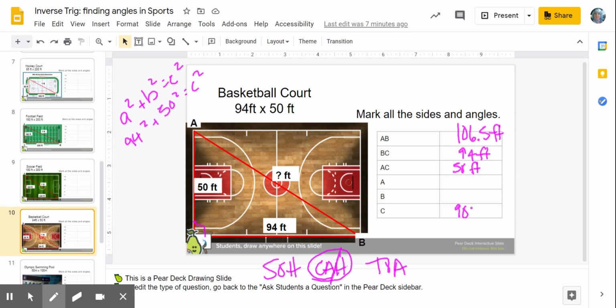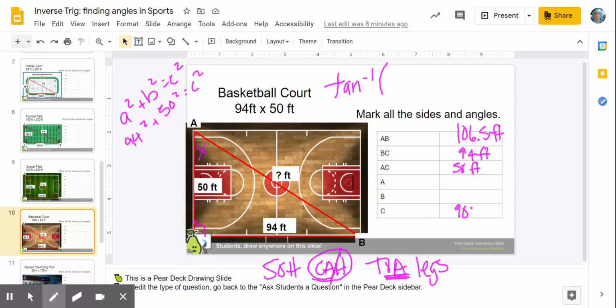I think for this one, I did tangent, which is 60 over 106.5, right? If we're doing tangent, we need opposite and adjacent. So we need the 2 legs. I did the hypotenuse. We also need to know which angle we're going from. So are we going from A or from B?